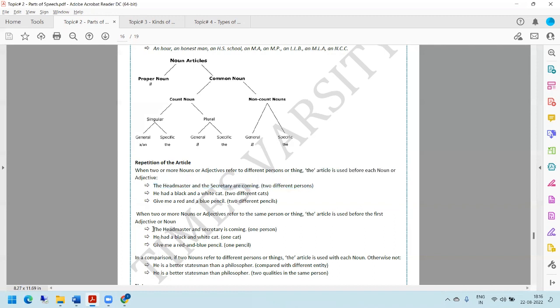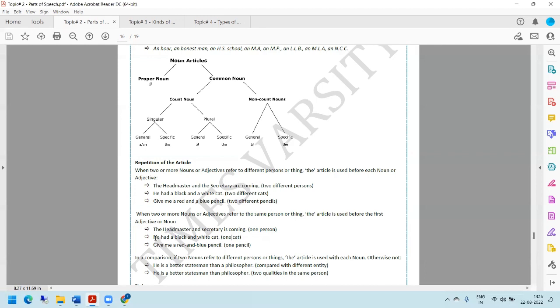But here, "the headmaster and secretary" is only one person who is headmaster as well as secretary. In that case, "the" should be used only one time: "The headmaster and secretary is coming." We should not say "the secretary is coming" because we are referring to only one person. Now, another case: "He had a black and white cat." Actually, he's talking about only one cat which has two colors, black and white. So it should be "He had a black and white cat."